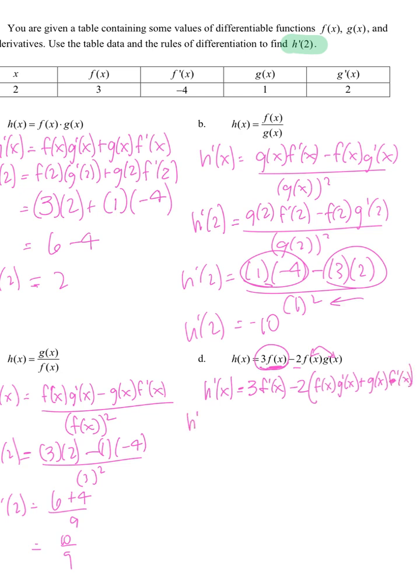Okay, and now when I go to put 2 in here, I'm going to have 3. F prime of 2 is negative 4 minus 2 times. Now, if you look really close, we did this calculation before. It is from part A. It's right here. Okay, so if you look back up there and you see what we got as far as an answer, it was 2. So that means that h prime of 2 is equal to negative 12 minus 4, which equals negative 16.